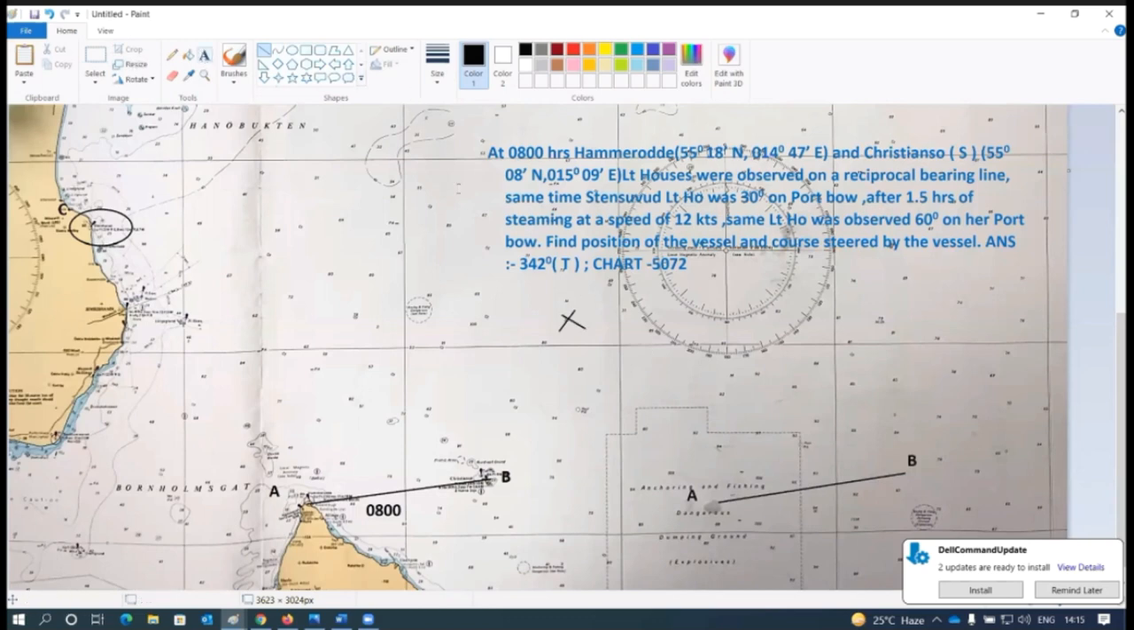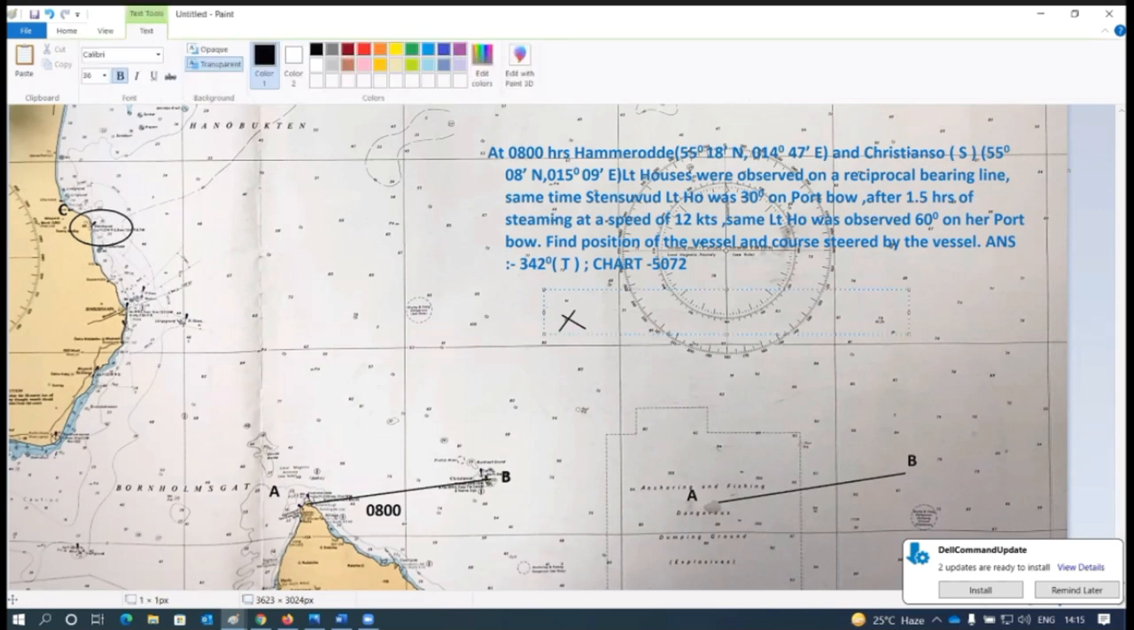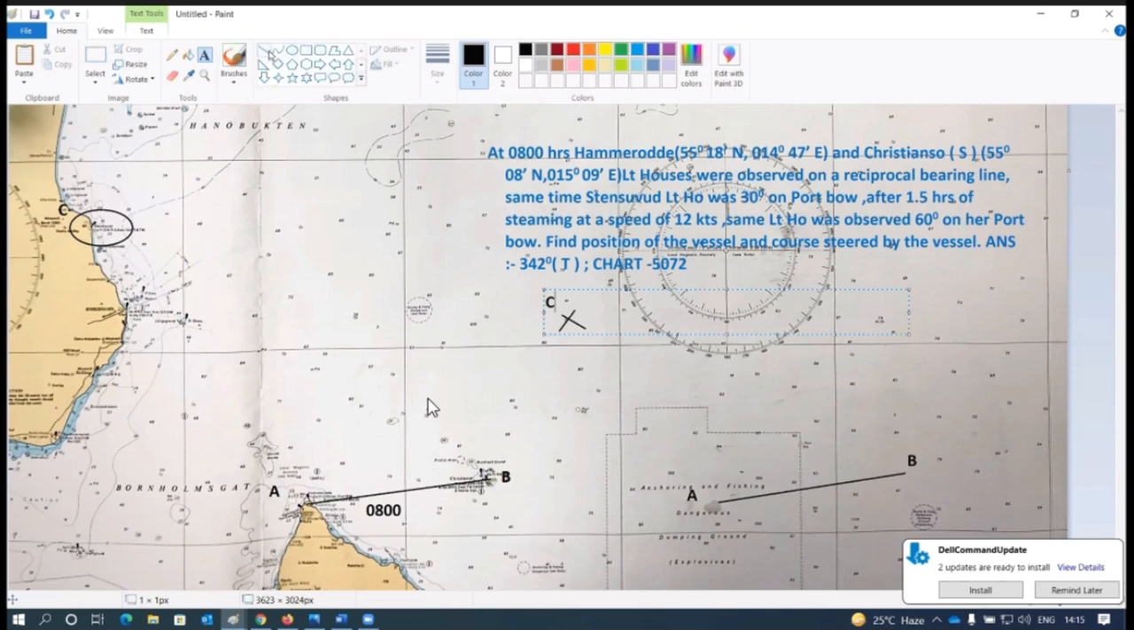Now I'll generate the scenario. What is the question telling? The vessel can be anywhere on this AB. So I take any point, a rough diagram I'm drawing, any point on AB, and draw any line.